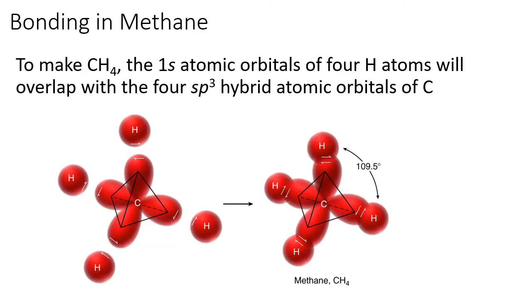Okay, so now that we've seen how carbon's 4 atomic orbitals can become hybridized to form 4 new equal energy hybrid orbitals, we can see how the bonding will occur in something like methane to form that tetrahedral arrangement according to VSEPR. What we will have is a 1s atomic orbital on each of the 4 individual hydrogen atoms, and those will overlap with the 4 new sp3 hybrid orbitals on carbon.